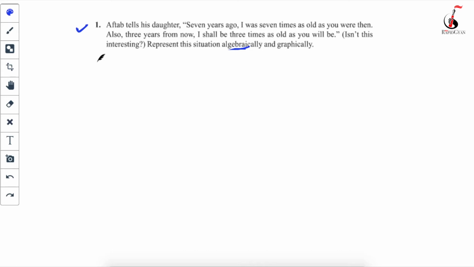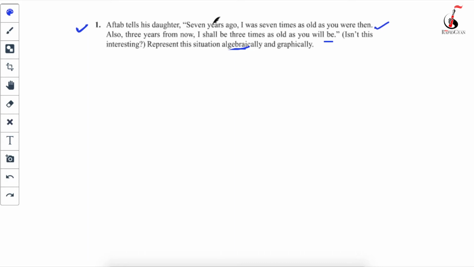In this case we are clearly seeing there are two statements. The first statement is "7 years ago I was 7 times as old as you were then." This is statement 1, which will give you equation 1. The second is "3 years from now I shall be 3 times as old as you will be." This is statement 2, which is going to give you equation number 2.